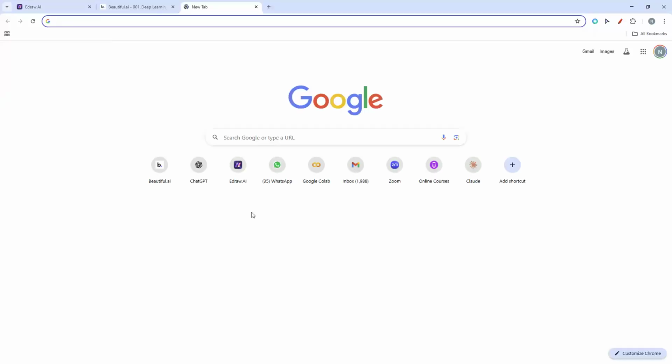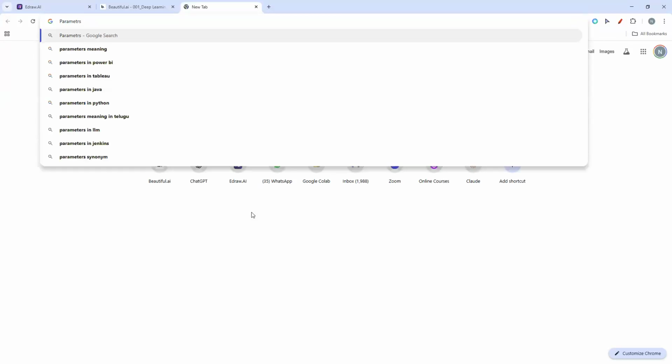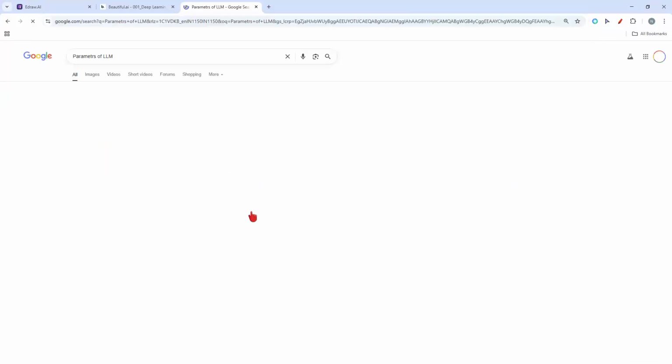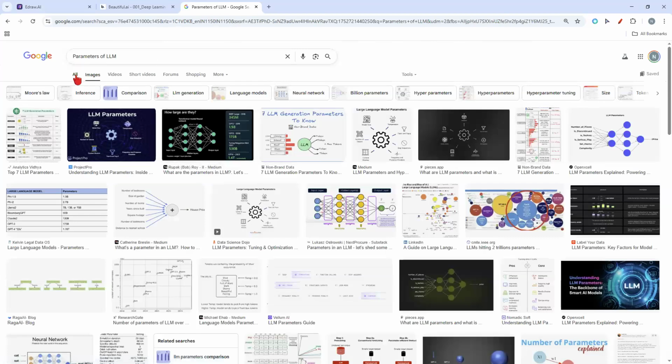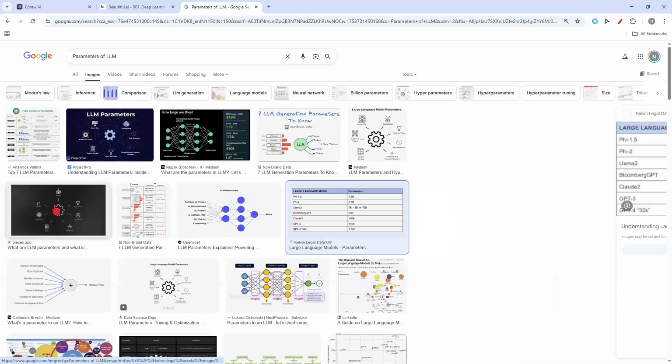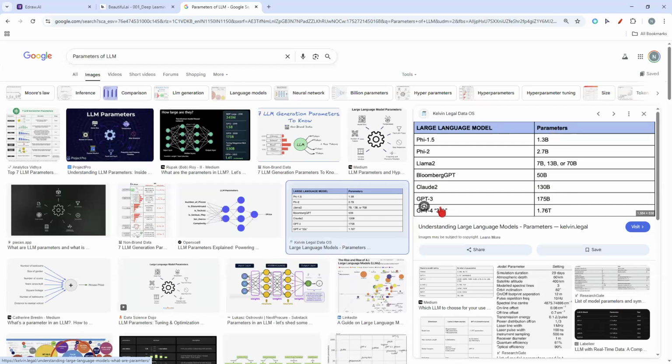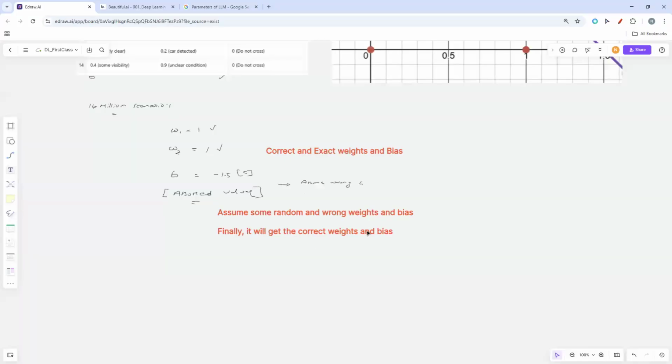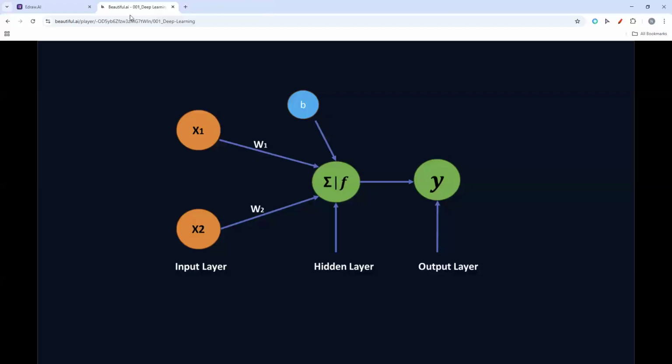One thing I would like to say, parameters of LLMs. You would have seen in the news that GPT-3 is trained on 175 billion parameters and GPT-4 on 1.76 trillion parameters, like that. So these parameters are nothing but your weights and biases. As simple as that. The correct weights and biases are nothing but your parameters.